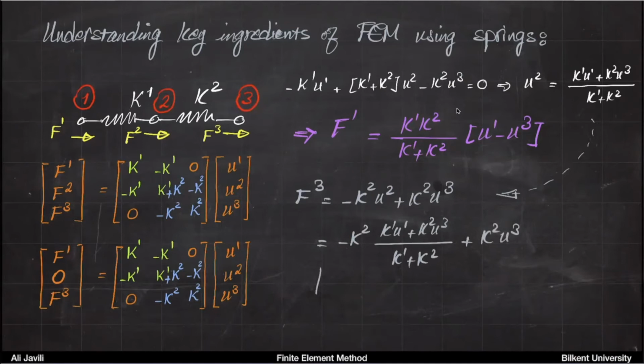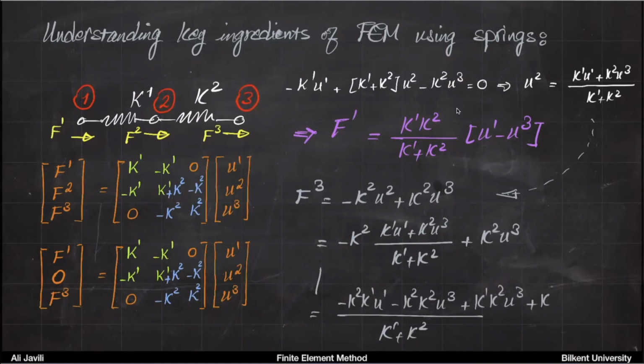If you calculate the common denominator, again K1 + K2, you would have minus K2 K1 U1 minus K2 K2 U3 plus K1 K2 U3 plus K2 K2 U3. Then again, these two terms cancel together. So you would end up with something which looks like K1 K2 (U3 minus U1).